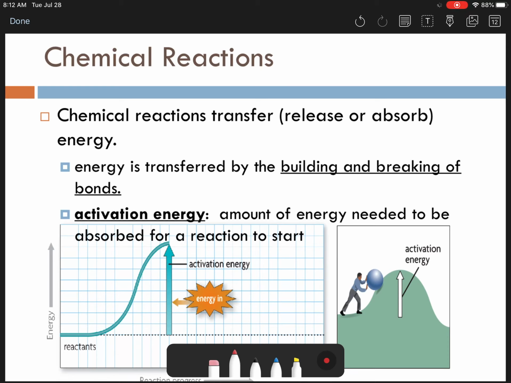Chemical reactions transfer energy. It means that they either release it or they absorb more energy. And that energy is transferred by the building and breaking of those chemical bonds. Now, activation energy is the energy needed to start a chemical reaction. Okay? It's the amount of energy that needs to be absorbed to start a chemical reaction. So the analogy they're using is this person pushing this boulder up a hill, or ball, whatever it is. The energy needed to push it to the top would be the activation energy. Once it gets to the top, it can kind of roll down on its own. It doesn't need any more input of energy.